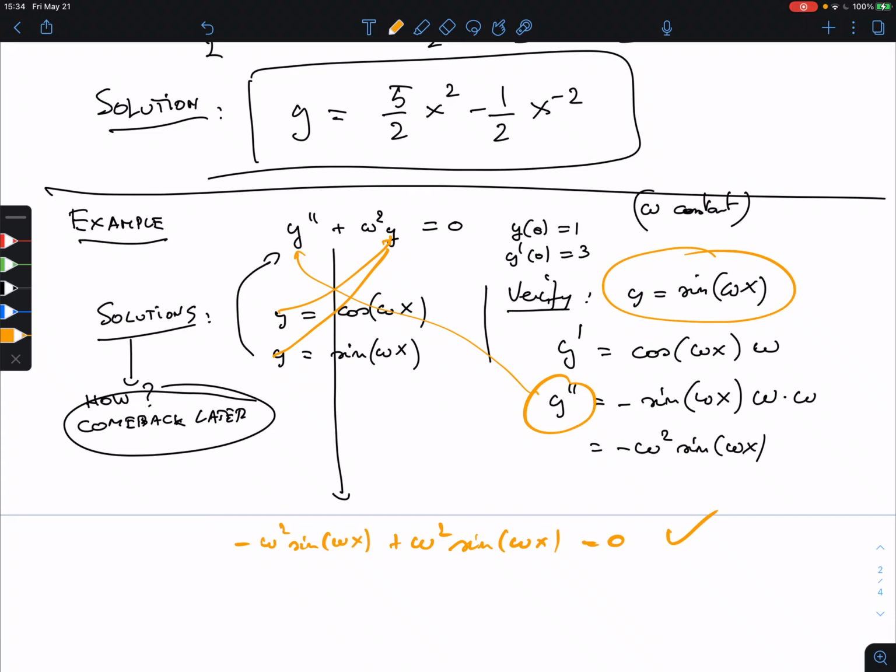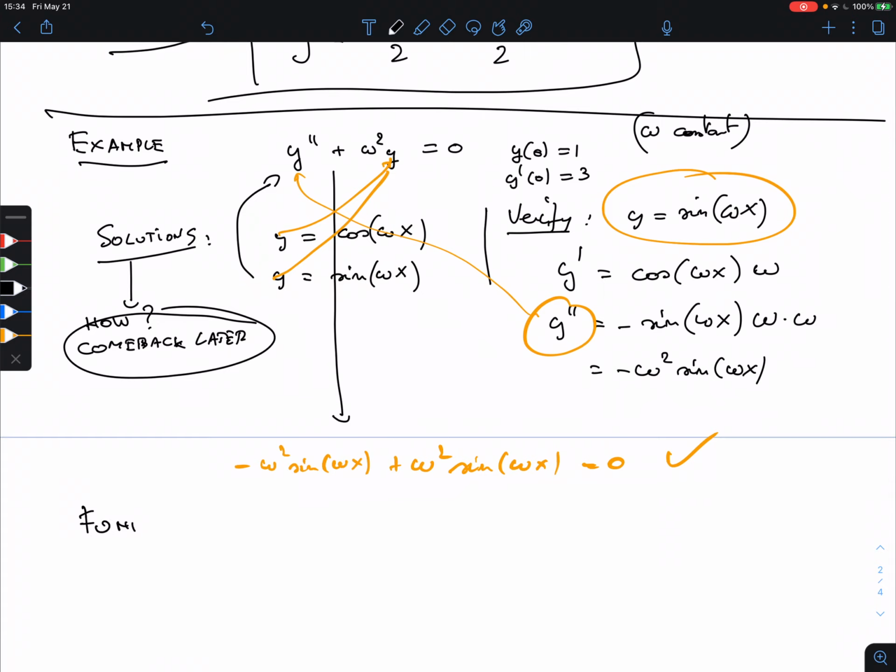So, is this a fundamental system? I'm giving you the system, I'm telling you this is a system of equations. When you have homeworks, they will always tell you these are solutions, verify it. And secondly, is this fundamental? Is this a fundamental system?